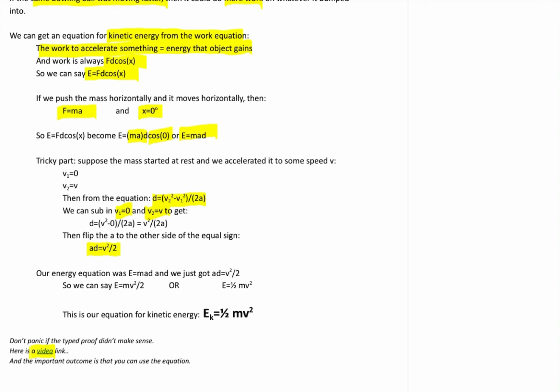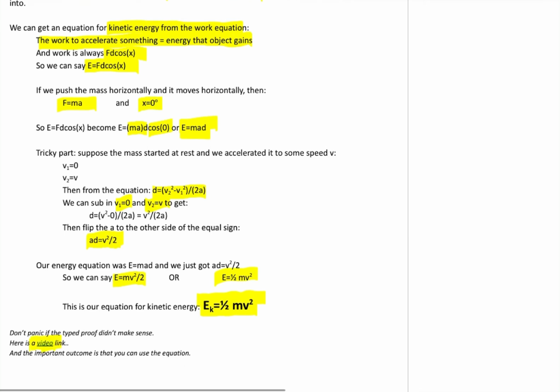I'm choosing to get a and d together to make a substitution, because back up here, I said energy was m times ad. Down here, I'm saying ad is v squared over 2. When I substitute, I get this, and I'm going to call it kinetic energy, and it's 1/2 mv squared. That's a quick talk through on the proof, but again, watch this video linked in italics, and you can see me doing that proof a little bit slower.